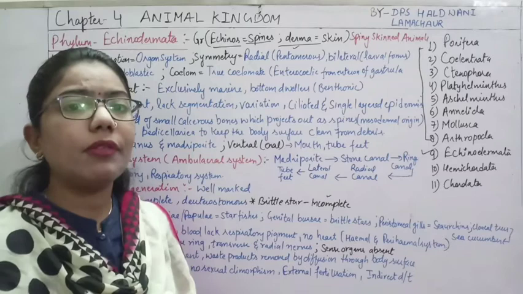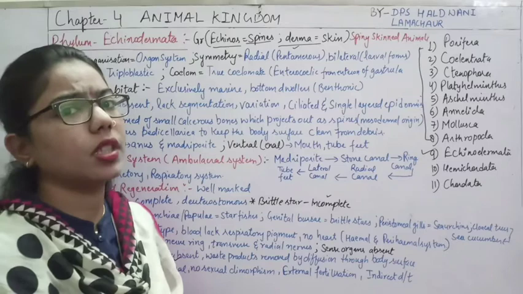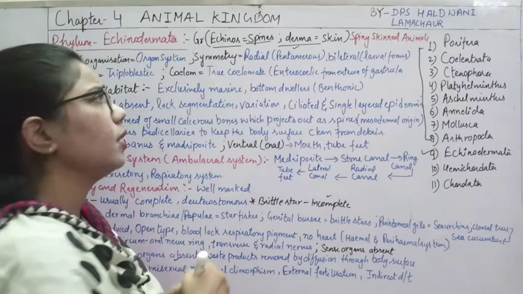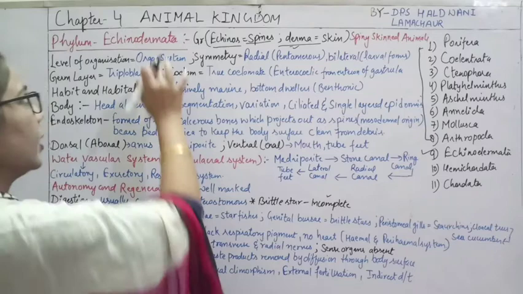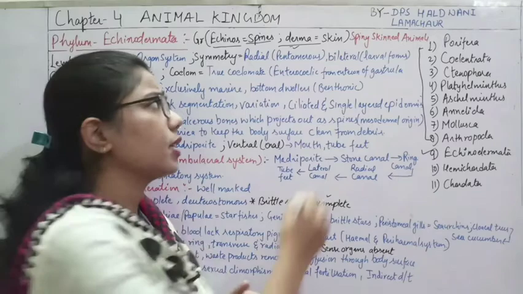Whenever we are talking about the skin in biology, we know that a specialist dealing with the skin is known as a dermatologist, right? So same thing here, derma means something related to skin, and these Echinodermata are those animals in which the skin has spines. That's why they got their name Echinodermata. So in short, these are the spiny skinned animals.